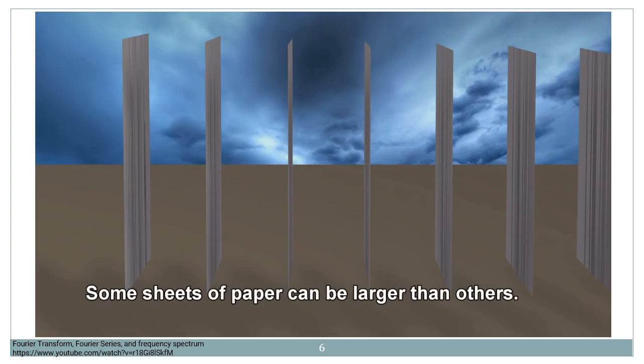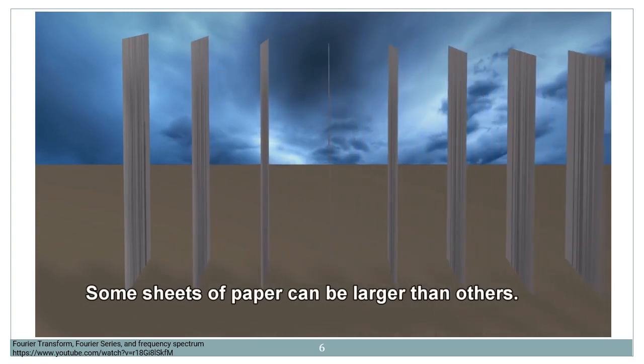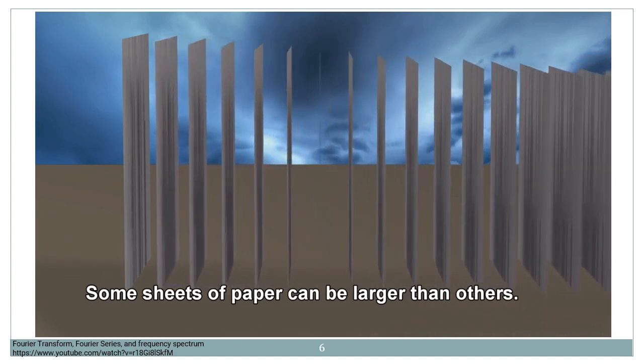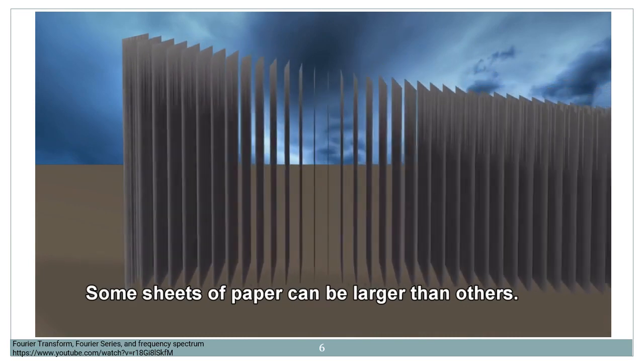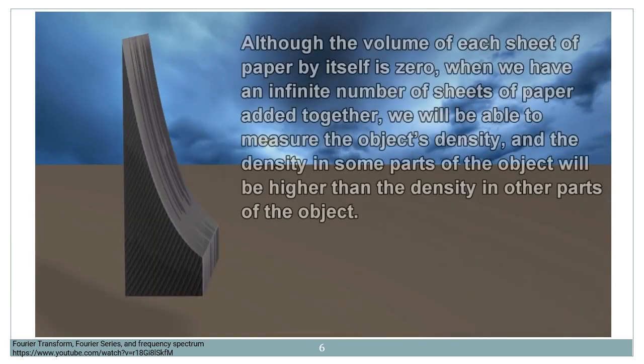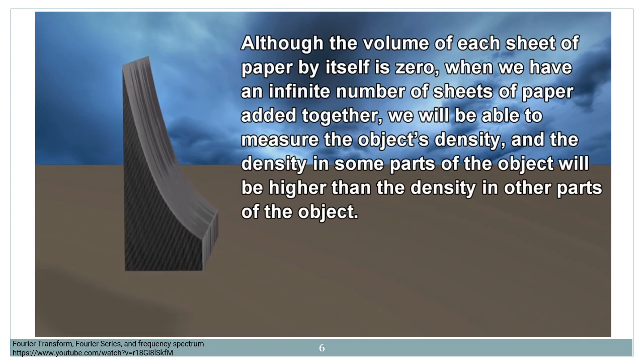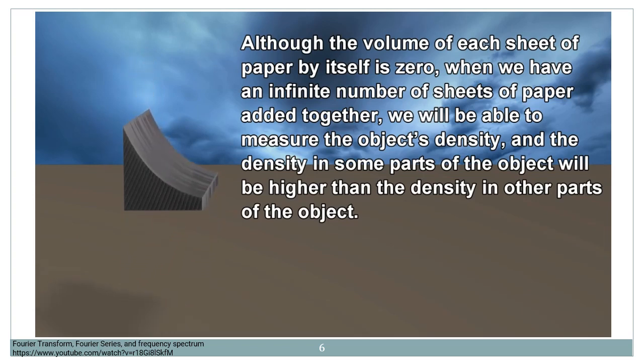Some sheets of paper can be larger than others. Although the volume of each sheet of paper by itself is 0, when we have an infinite number of sheets of paper added together, we will be able to measure the object's density, and the density in some parts of the object will be higher than the density in other parts of the object.